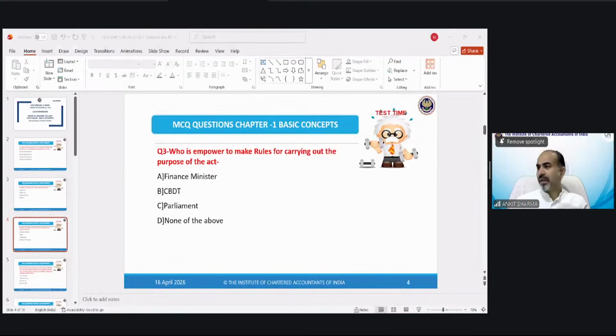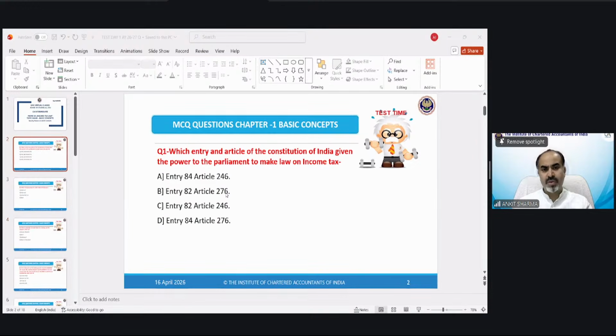So basic chapter 1 MCQ we are discussing. This is question number 1. Which entry and article of the Constitution of India gives the power to the Parliament to make law on income tax? So which is the correct entry which gives the power for the Parliament to make law on income tax?